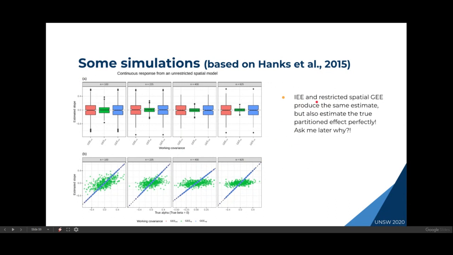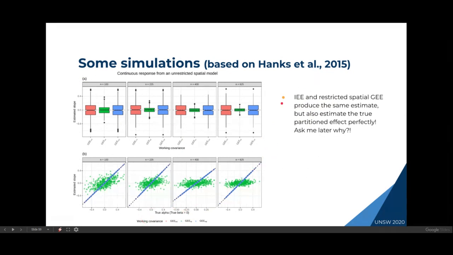What's more interesting, I guess probably the more interesting point, at least empirically, is that the estimates from the blue and red actually line up on the y equals x line perfectly. So they actually end up estimating the true partition effect perfectly. And if you want to ask more about why that is later on, you certainly can. It basically relates to how you end up trying to construct the true alpha.